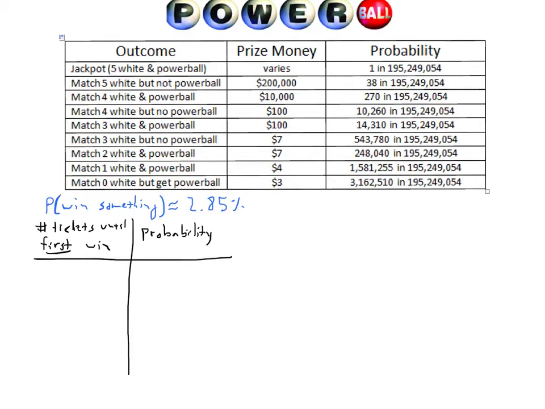So on the left, number of tickets until the first win. This is important because otherwise the chance that you win something on your 10th ticket is 2.85%. The chance that you win on your 100th ticket is 2.85%. But we're looking at the probability that it takes until the 10th ticket, that it takes until the 100th ticket. So you can generate the numbers here. We're going to go 1 through 100.